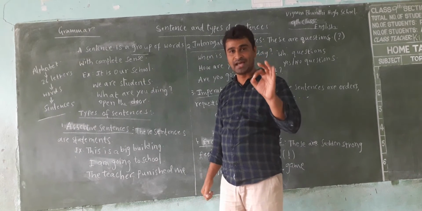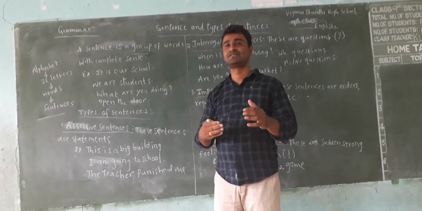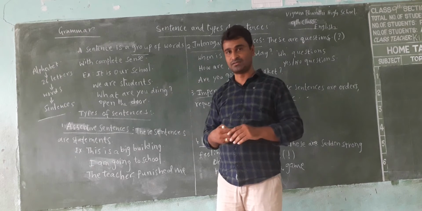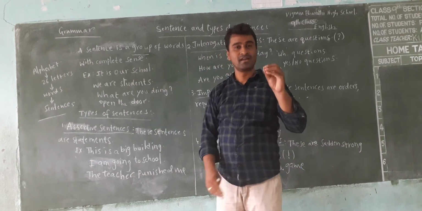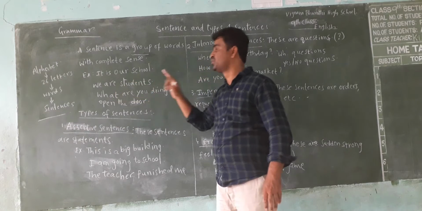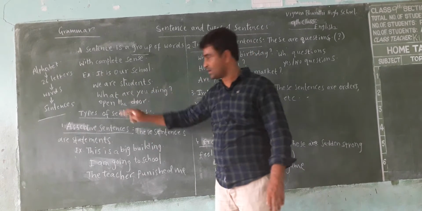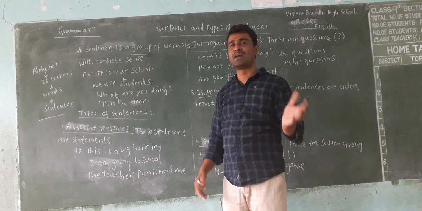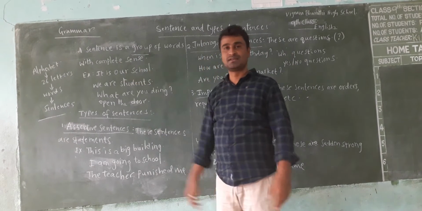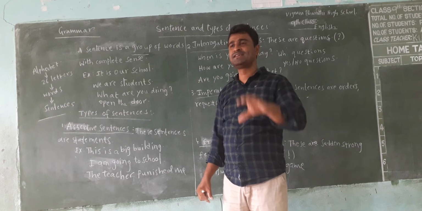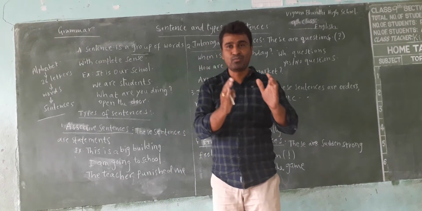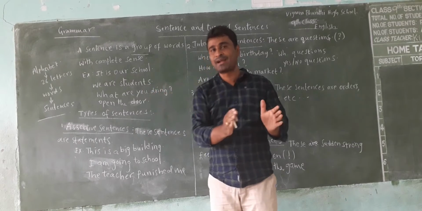A sentence must have a complete sense or meaning, or else we cannot convey what we are feeling to the other person. That's why a sentence must have a complete meaning. For example, it is our school. We are students. What are you doing? Open the door. Like this, we can make a number of sentences. We can make paragraphs by using all these sentences. So, sentences must have a complete meaning, completely packed with meaning.